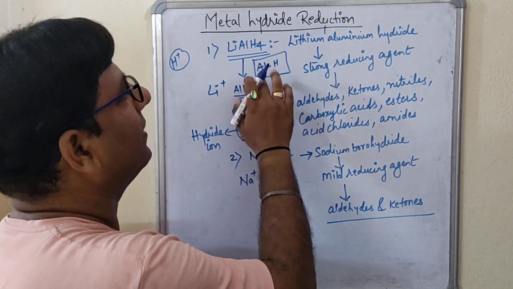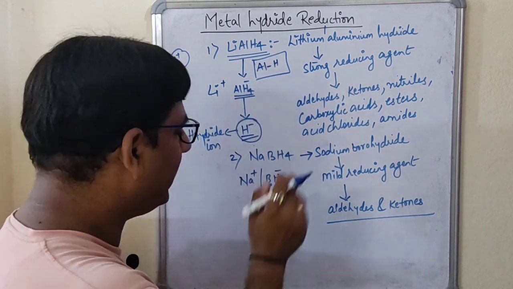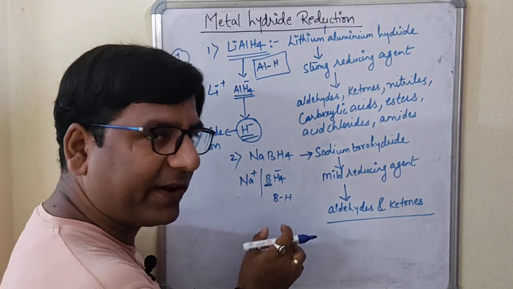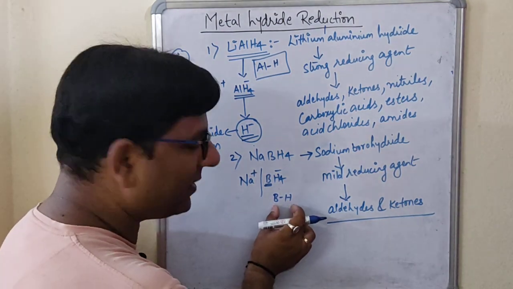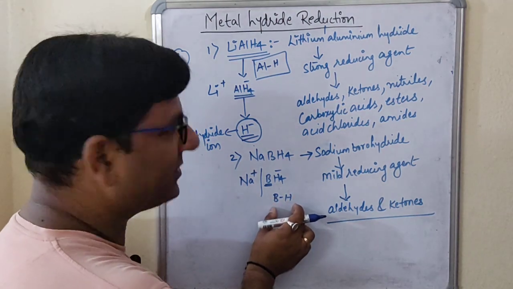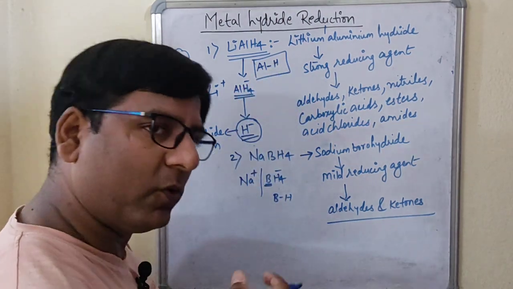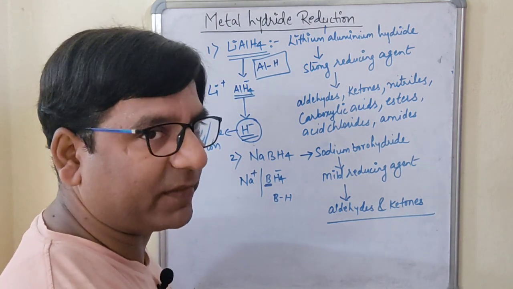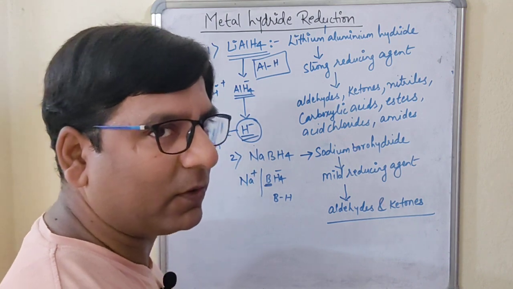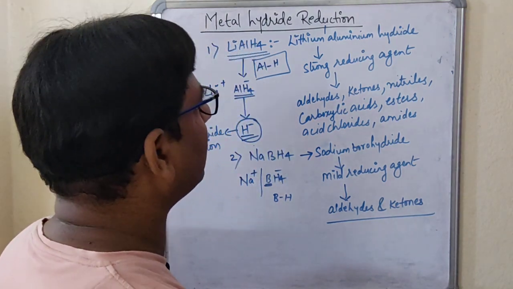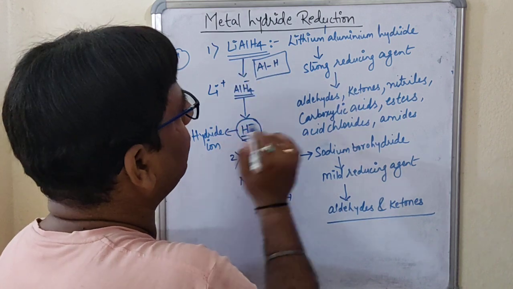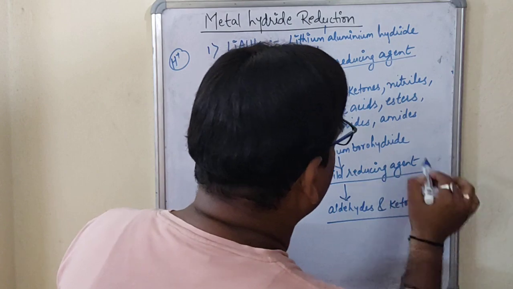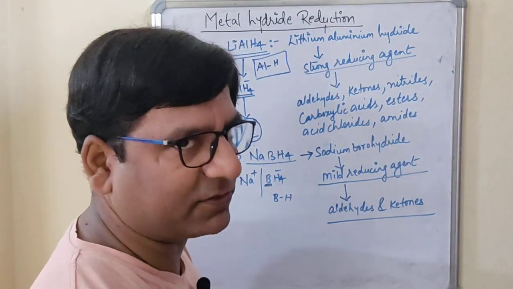This aluminum is having less electronegativity and this boron is having more electronegativity. So when you find the electronegativity difference, here you will find less difference, and here there is more difference. More difference in the electronegativity means it is highly polar. That is why we are considering LiAlH4 as a strong reducing agent, and we are considering NaBH4 as a mild reducing agent. Hope you have understood this reason, students.